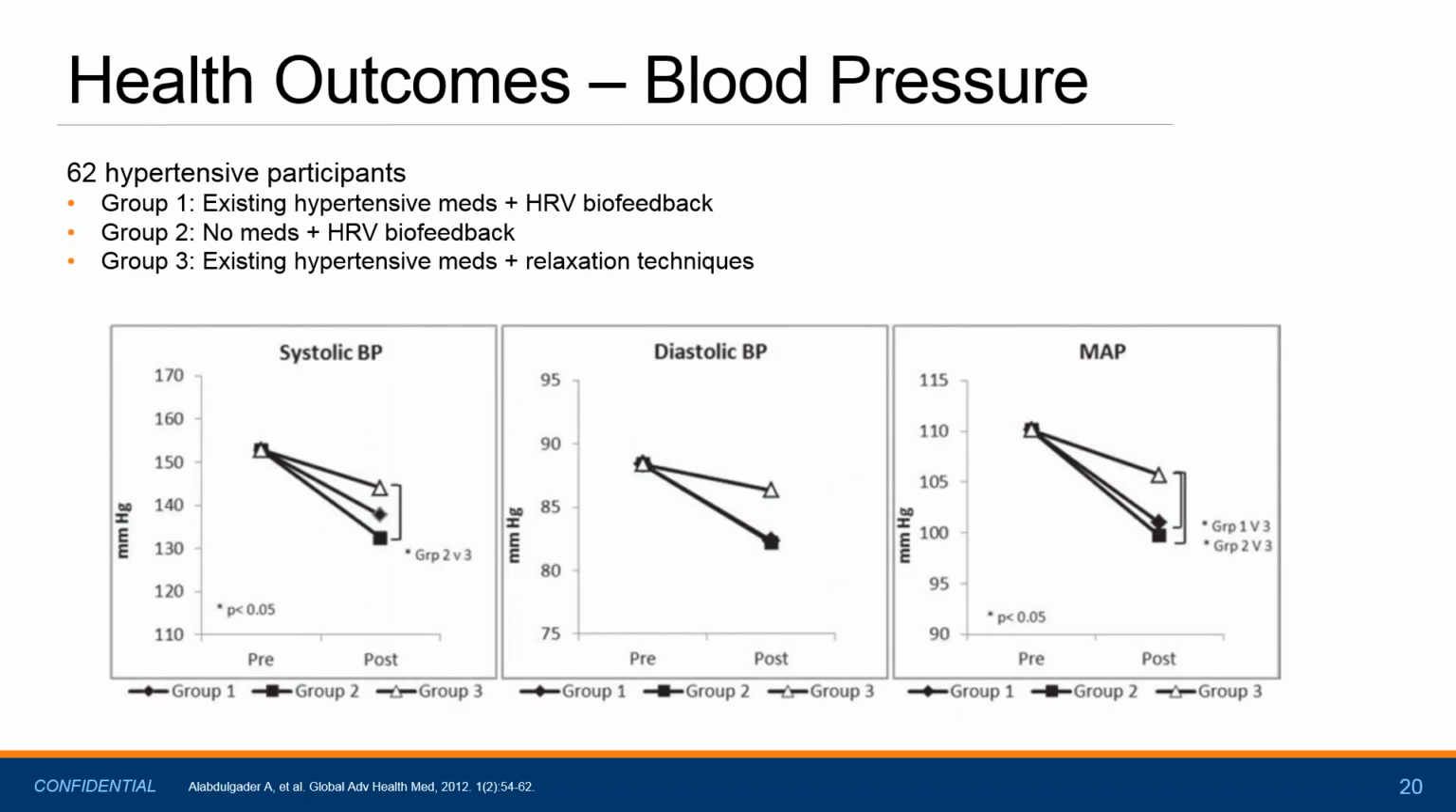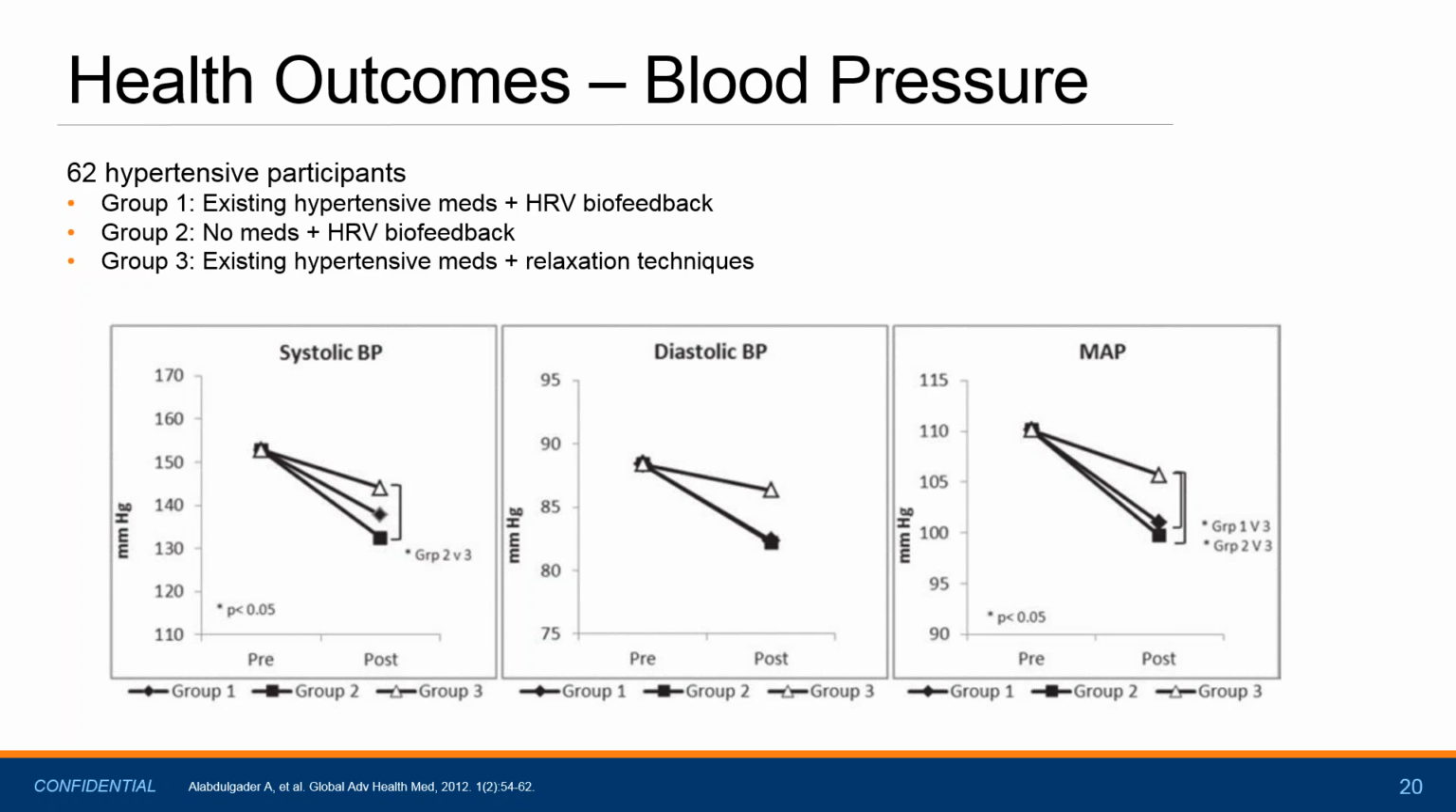And they've also looked at blood pressure. This study was looking at a group of hypertensive patients. The first group was a group of patients that was already on hypertensive medications, and they had an intervention of biofeedback training. Second group wasn't on medications, and they did biofeedback training. And then the third group was on medications, and instead of biofeedback, they did a relaxation technique.